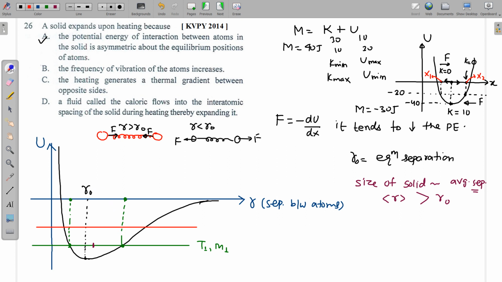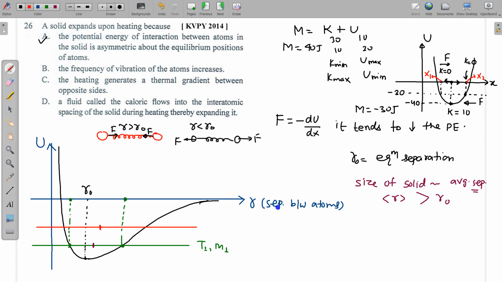So we can say that obviously the average separation is greater than R naught, but now average separation is not equal to this value which was earlier. Now average separation will be somewhat here because this increase is more. If increase on both the sides would have been equal, then average separation should have been same, but average separation is now increased because of asymmetry in the curve.